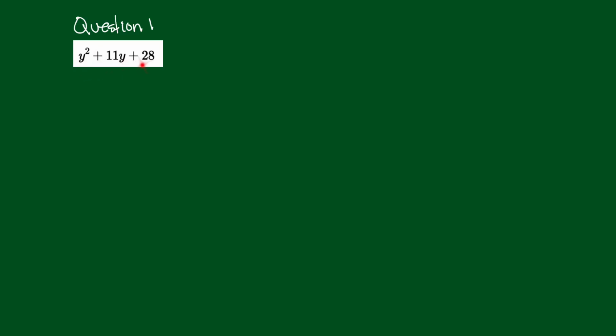Now, first of all, I notice there is nothing common to all three, so I can't factor out any greatest common factor. So I'm going to start by writing the two sets of parentheses, anticipating I can do this. Now, the leading coefficient here, that's this coefficient here, right? The coefficient, the multiplier of the highest term, is a 1.